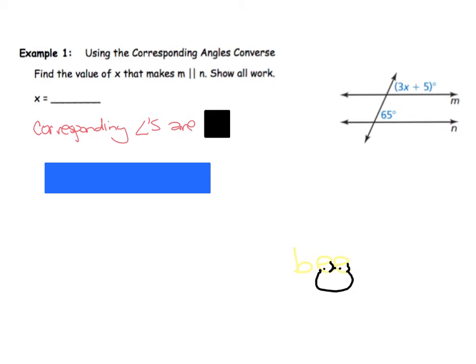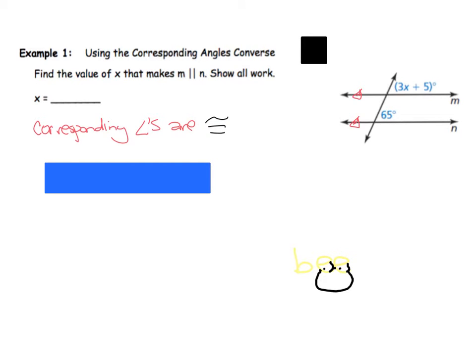All right, so using corresponding angles converse, find the value of x that makes M parallel to N, and we're going to show our work. So if we're going to state that these two lines are in fact parallel to each other, then we are stating that due to these angles right here, notice they're in the same location, same spot, so they are corresponding. And we know that corresponding angles are congruent.